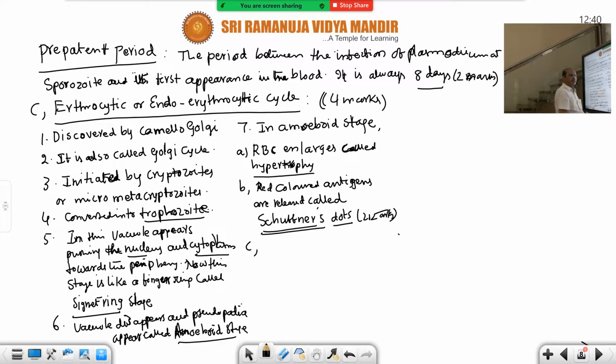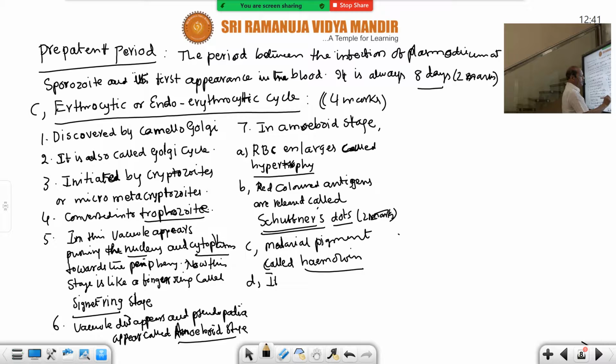Then the third event occurs: the malarial pigment is produced. Let us see how. Malarial pigment is called hemozoin, and it is produced in this stage. Hemozoin formation occurs; it is an orange colored, poisonous fluid. At the time of liberation of this fluid only, we suffer from chill fever.